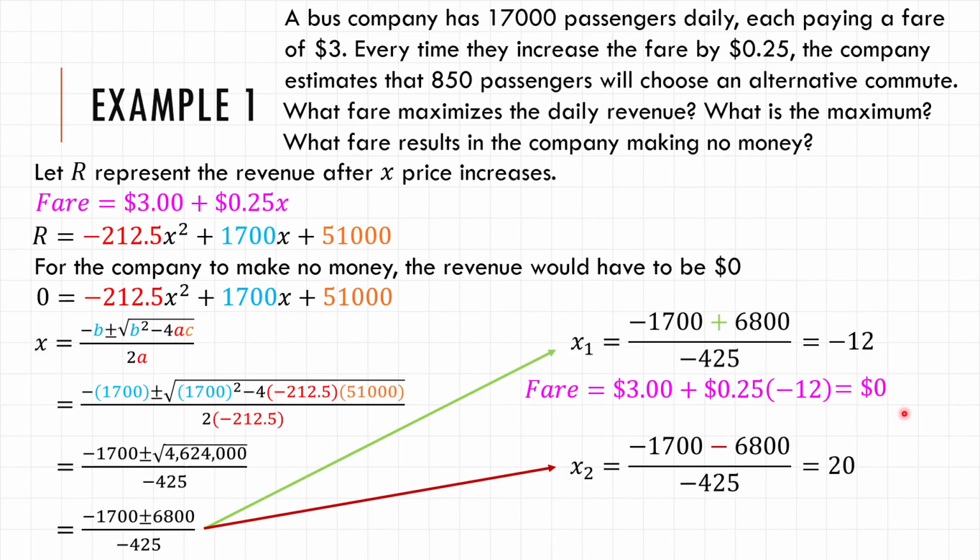So that makes sense. If I increase the price 20 times, that would be like charging a fare of $7. And if everybody's paying $7, that's wonderful. But 850 passengers have chosen an alternative commute, and that's happened 20 times. And 20 times 850 actually is 17,000. So even though my fare is $7, I have no passengers, and no one paying $7 still gives me a total revenue of zero. So both these solutions are admissible.